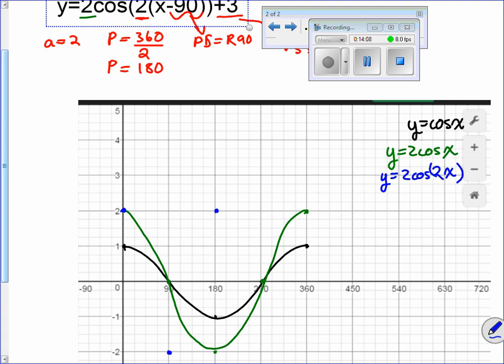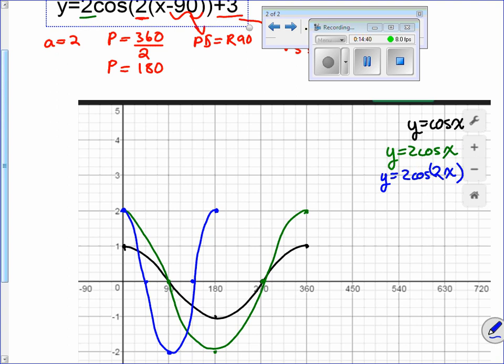The next part, we can label these points here. This first point between 0 and 90 is 45, and the second point is 135. So now that we have our new graph, we can graph our new blue curve, which looks something like this. Okay? So now, that is our basic graph for y is equal to 2 cosine of 2x.